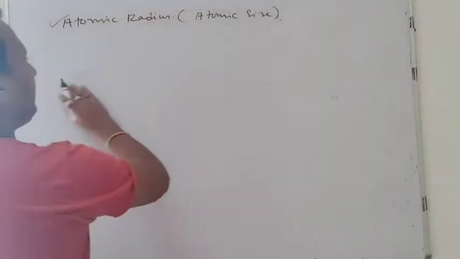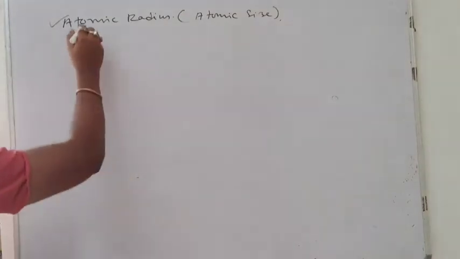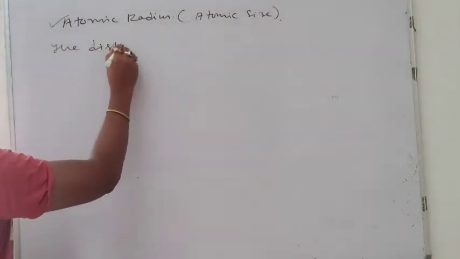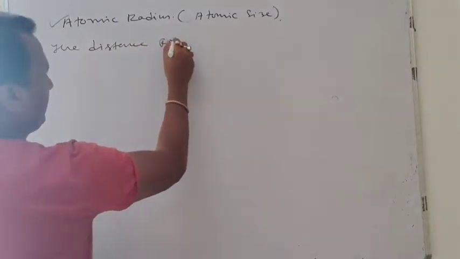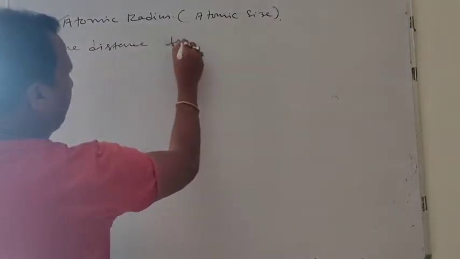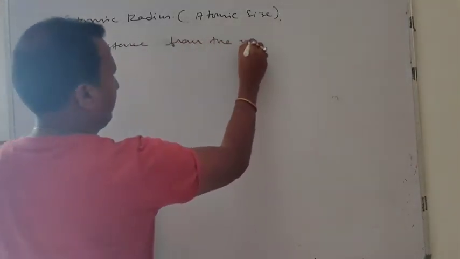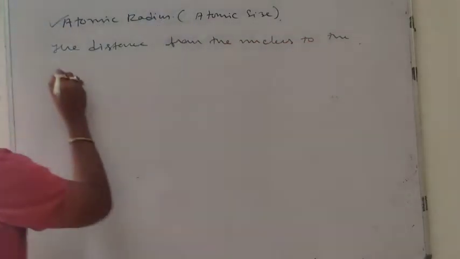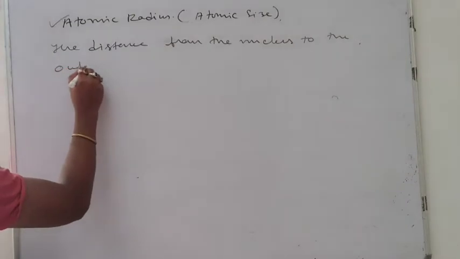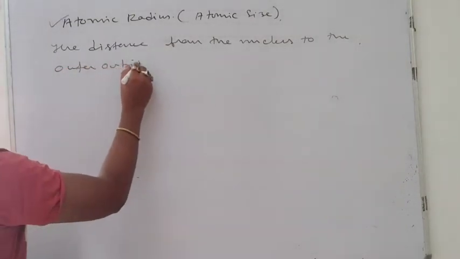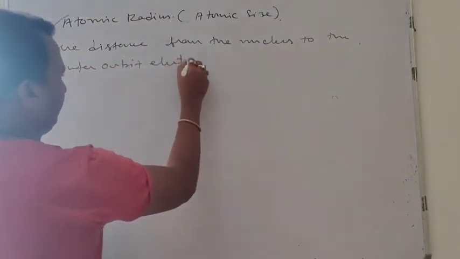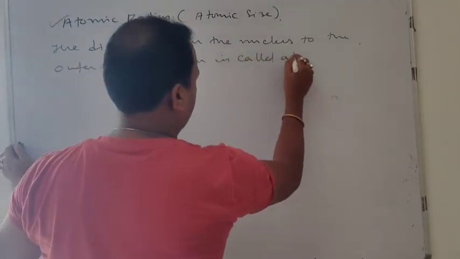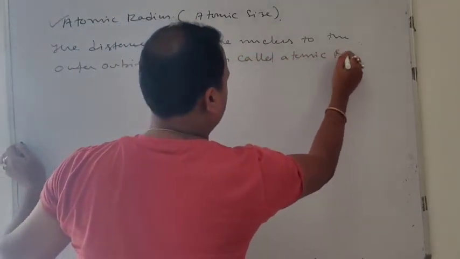Now, atomic size can be measured on the basis of atomic radius. What is atomic radius? The distance from the nucleus to the outer orbit electron is called atomic radius.